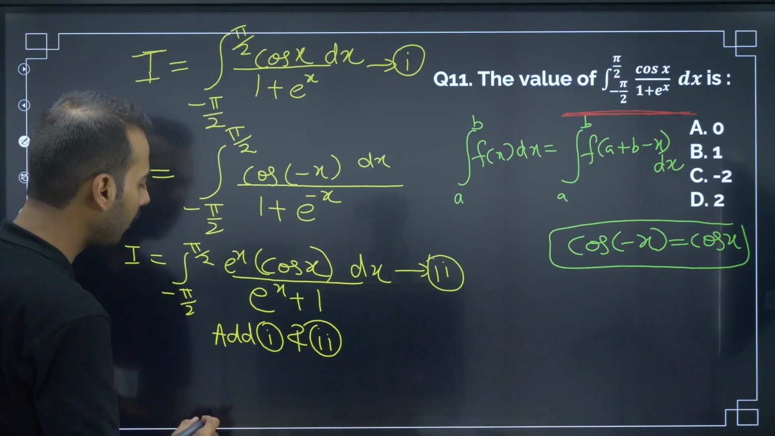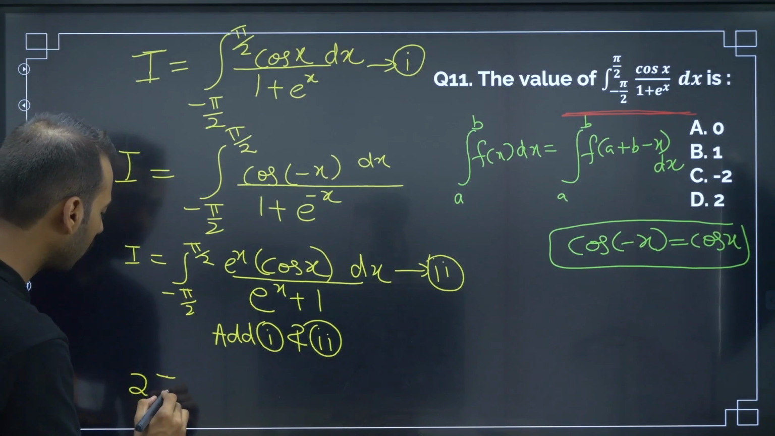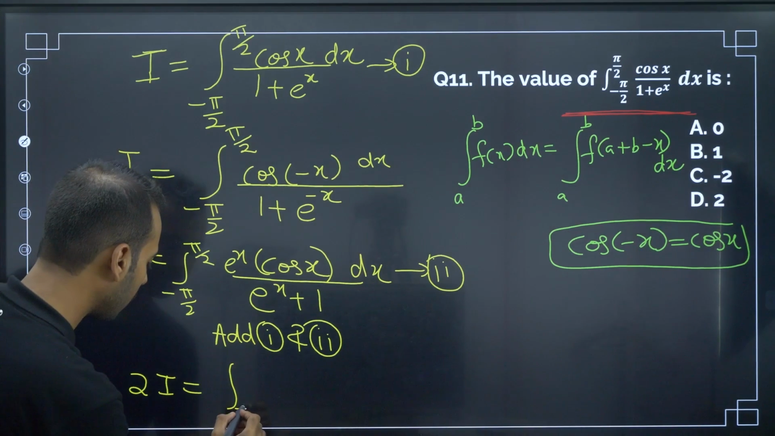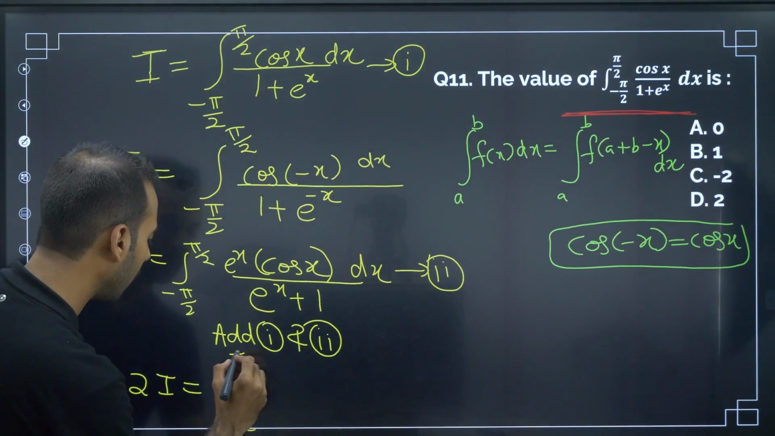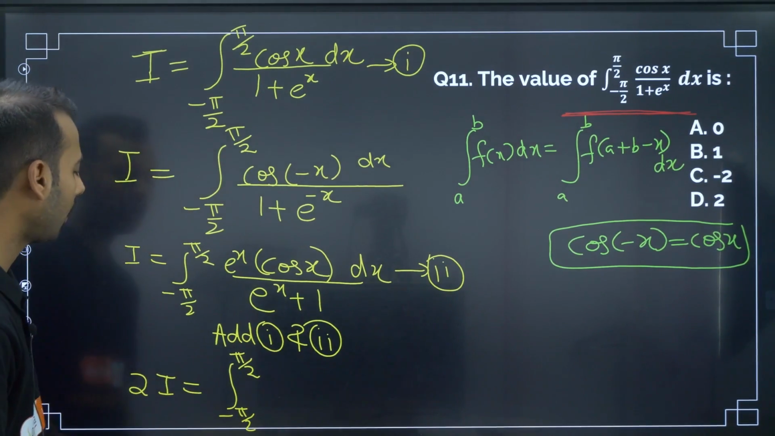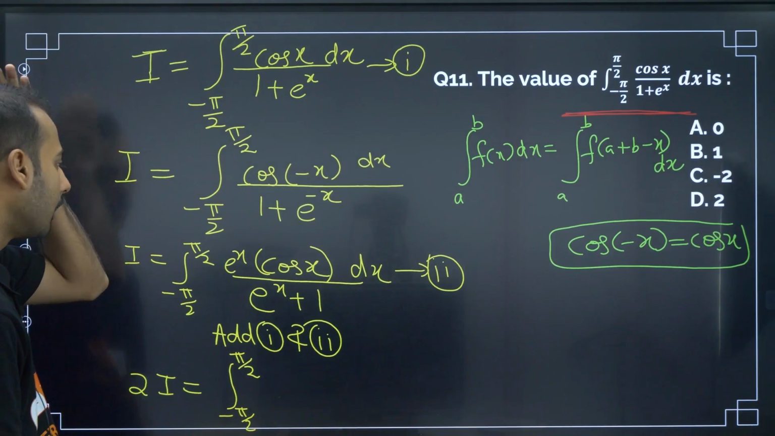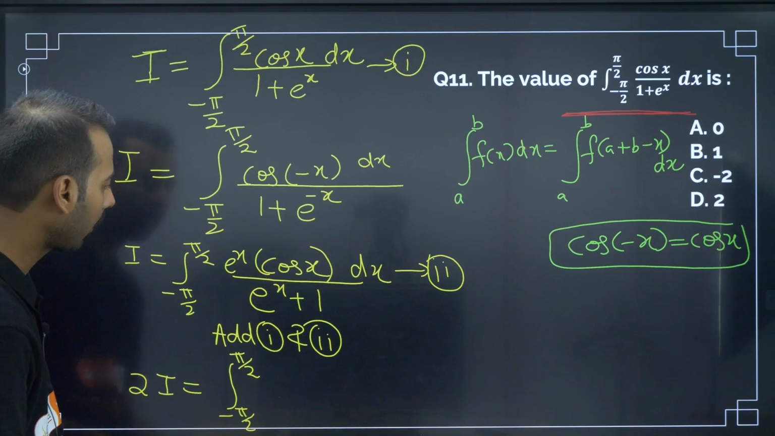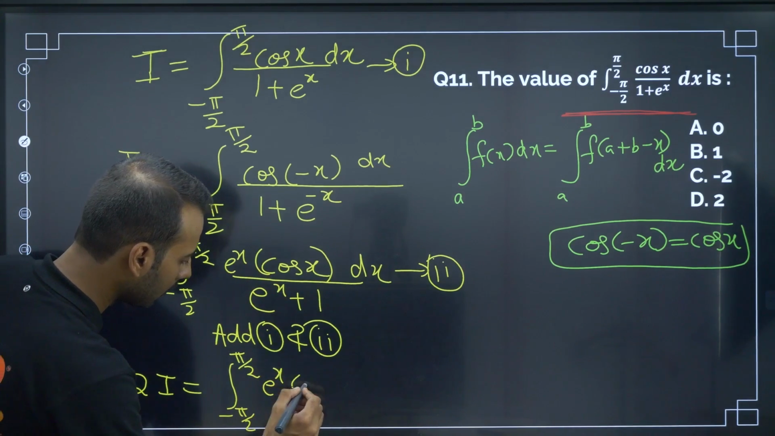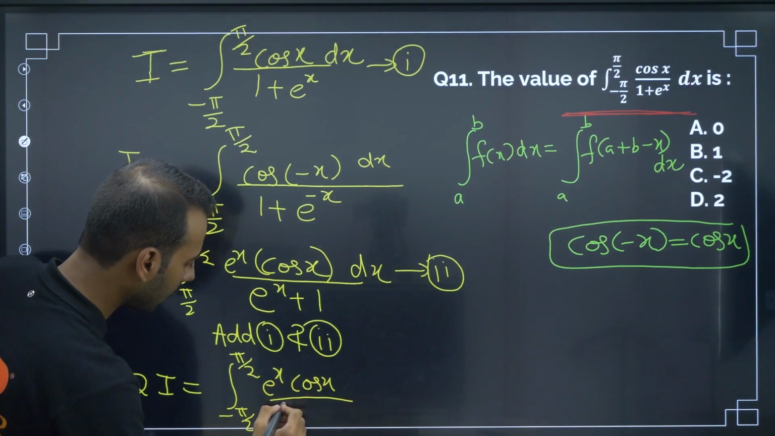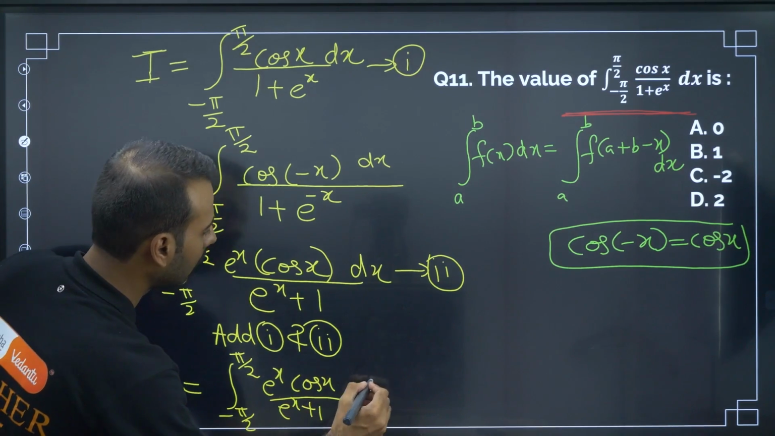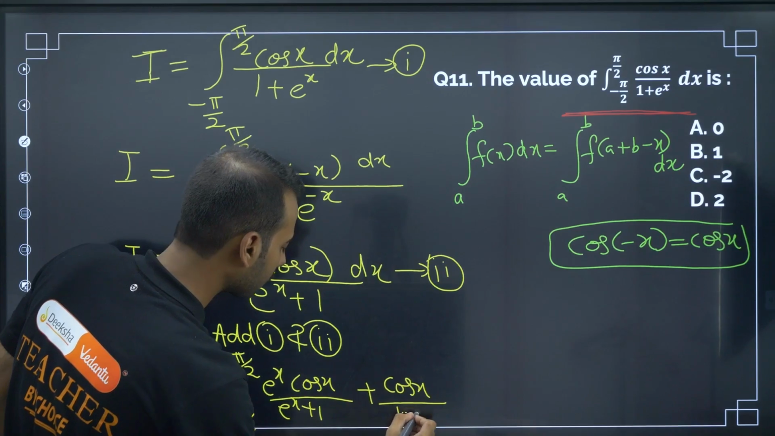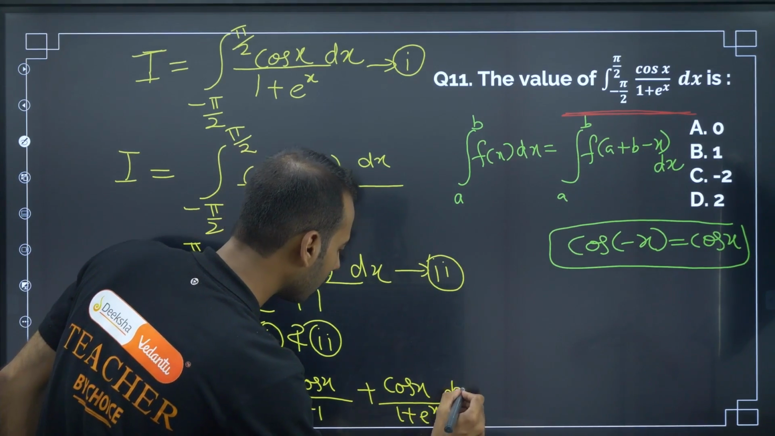If I am adding 1 and 2, on the LHS I will get 2I is equal to the integral from minus pi by 2 to pi by 2. And then here, what are we left with? Here we are having e raised to x cos x divided by e raised to x plus 1, plus cos x divided by e raised to x plus 1, dx.